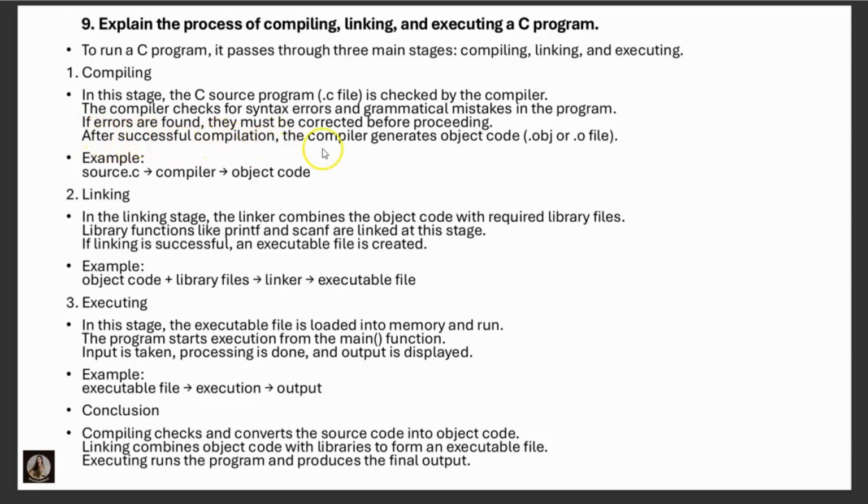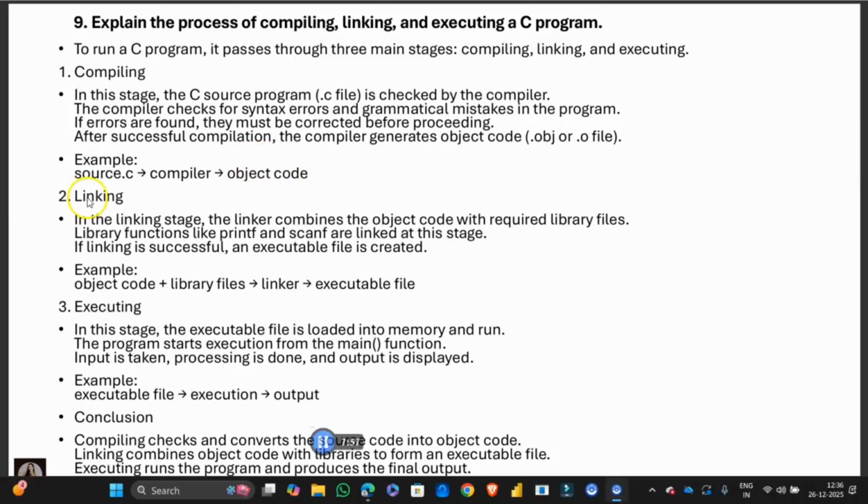After successful compilation, the compiler generates the object code, that is the .obj or .o file. For example, source.c goes to the compiler, and after the successful compilation, it will generate the object code. And the second one is linking. In the linking stage, the linker combines the object code with the required library files. We have got the object code, right? It will combine the object code with whatever library files are required, and library functions like printf and scanf are linked at this stage.